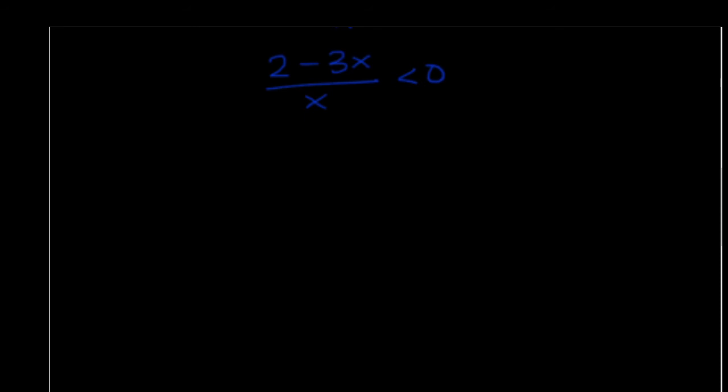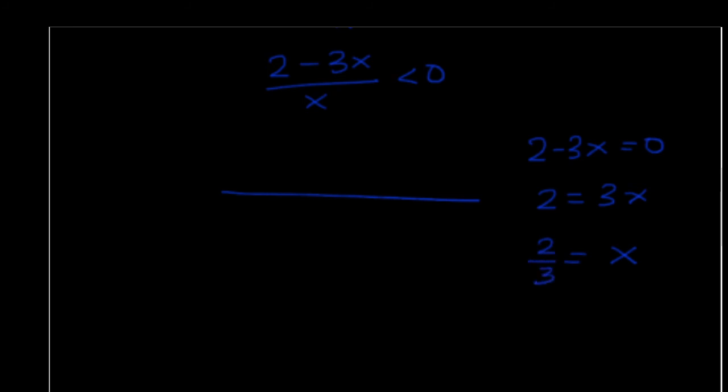And now I'm going to draw a number line. I'm going to look at when the top is equal to 0. So when is 2 minus 3x equal to 0? Well, that's when 2 is equal to 3x, and that's when x is equal to 2/3. I'm going to label my graph here at 2/3.